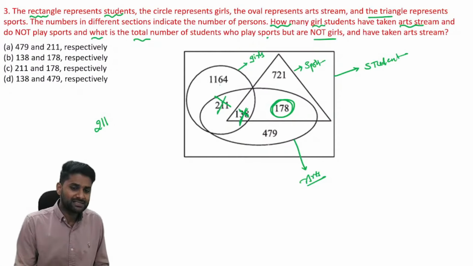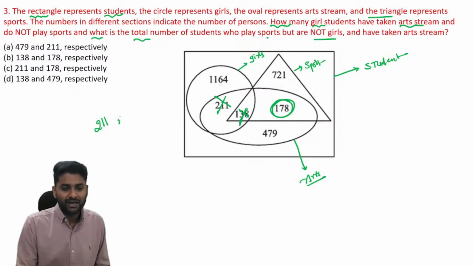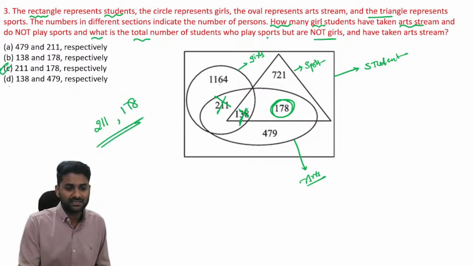Sir, why can't we consider 479? Those are not part of sports. That's why 178 and 211 is the correct answer. C is the correct answer.